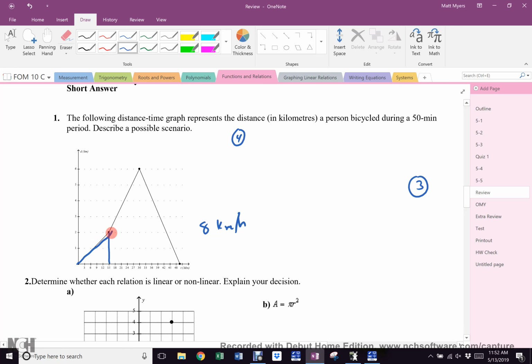To get per minute. And then she went 2 to 6. That's 4K in 5, 10, 15, 20 minutes. So that would have been she sped up to 12K an hour. And then she went home at, this is the same steepness as here. So she went home at 12K an hour. That would get you the 4 out of 4. Does everybody understand that scale? It may be coming for you in future math classes.